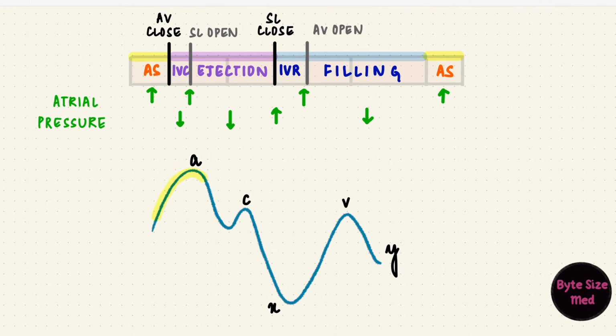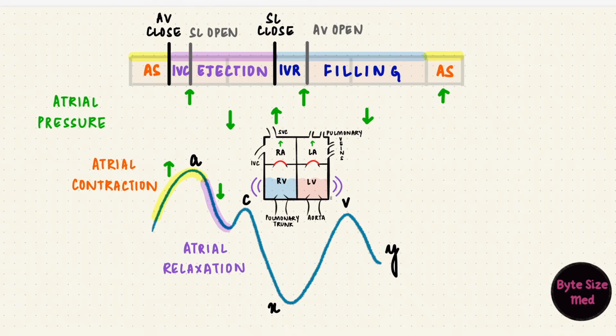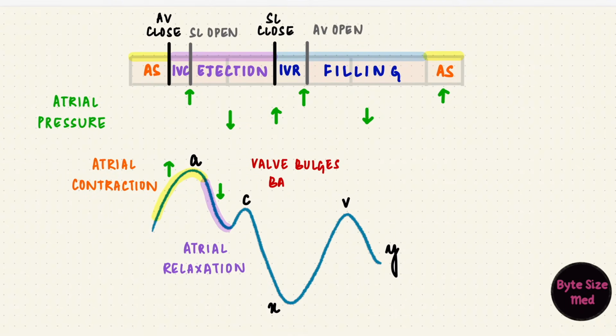The first peak is during atrial systole, when the pressure in the atrium rises from atrial contraction. Then the pressure starts falling, so it starts descending. This is because the atria are now relaxing, but it's interrupted by the tricuspid valve bulging back into the right atrium. That causes a pressure rise, and that's the C peak. The A was from atrial contraction. The C is from the valve.